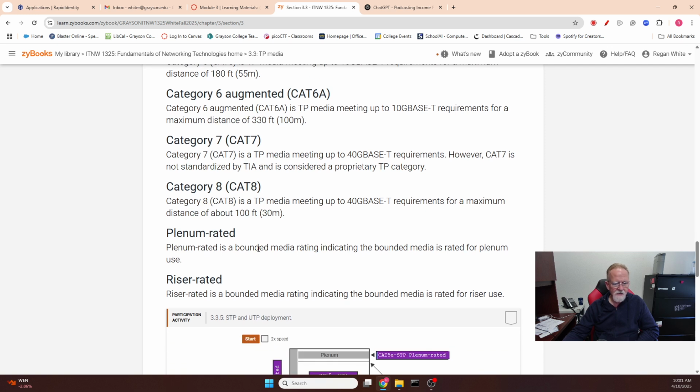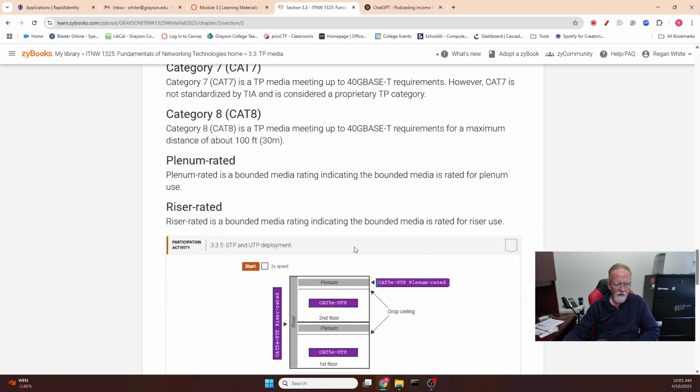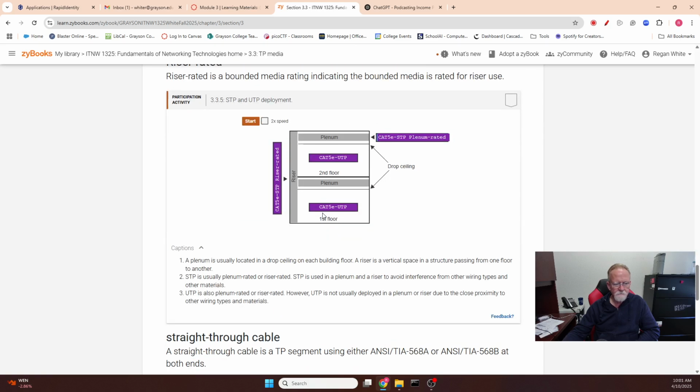Plenum rated, this is a material where the insulating material, you can use it inside a plenum. It won't burn or it won't melt and produce toxic fumes. That's one of the things. Riser rated also will work inside of risers. If you're using riser boxes, then you need to use riser rated cable.